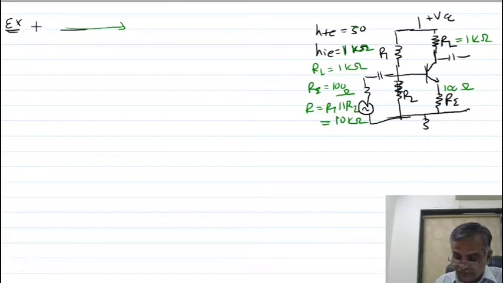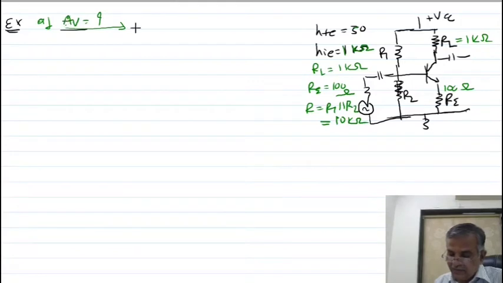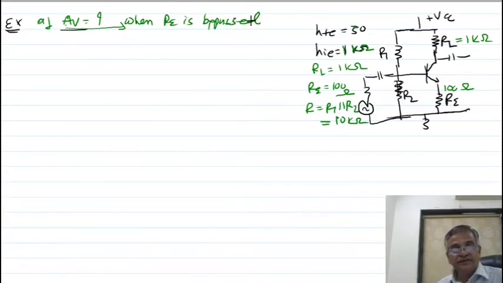First question. They have written: find AV if RE is bypassed. Means find AV. What is AV when RE is bypassed? This means here you have connected a capacitor. So let me draw the capacitor. For this circuit they are asking AV.